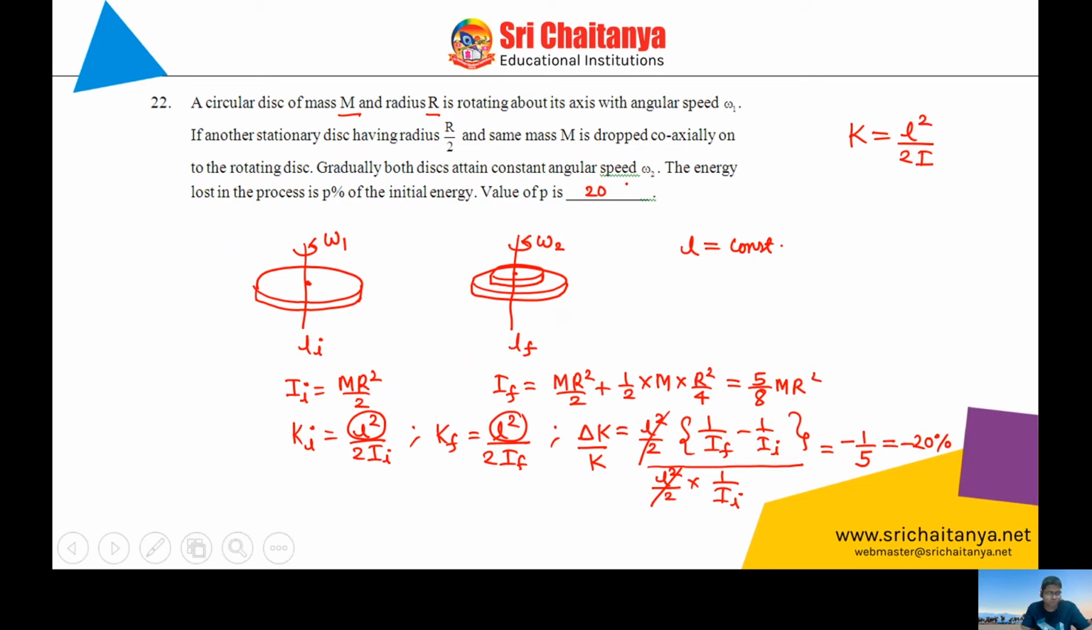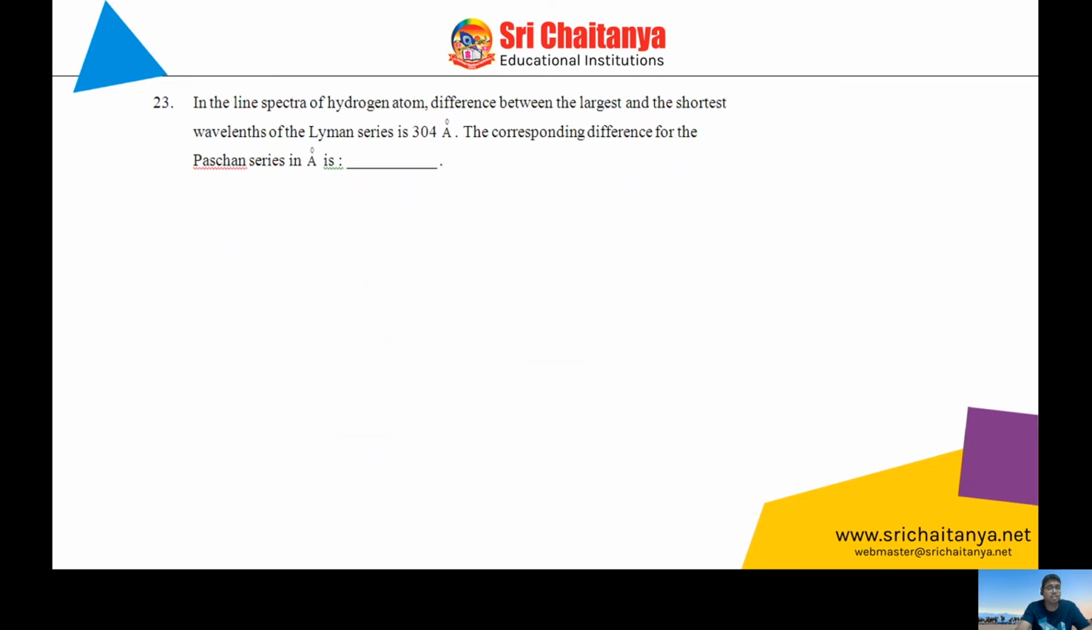So that is question number 22. Now let's move on to the next question, question number 23, and that is from Bohr's model. In the line spectra of hydrogen atom, the difference between the largest and the shortest wavelength in Lyman series is 304 angstrom, and the corresponding difference for the Paschen series in angstrom is.